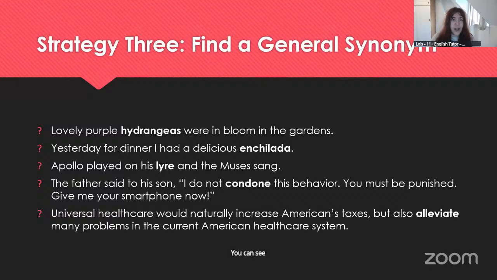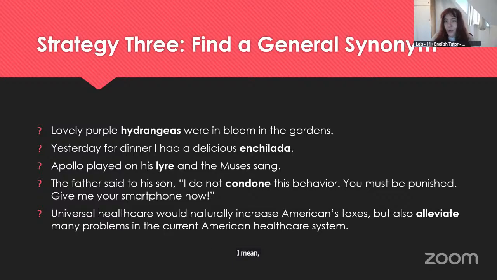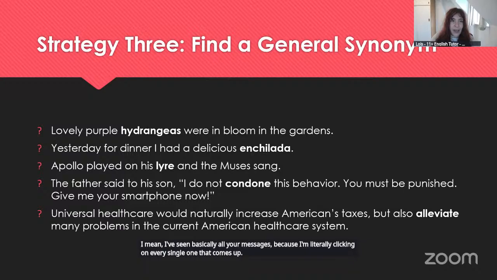I can see a few of you are saying, are you looking at my messages? Yes, I'm looking at all of them. I'm just clicking through very quickly. Don't worry, I've seen basically all your messages because I'm literally clicking on every single one that comes up. So don't worry, I am seeing them.